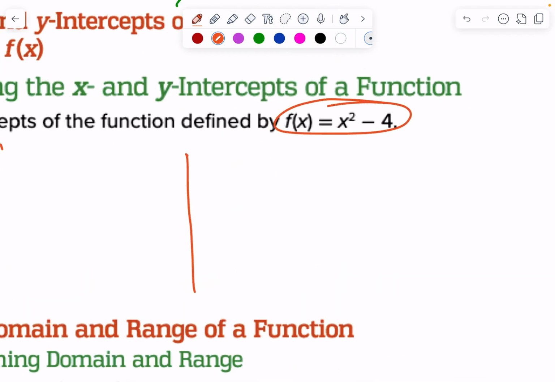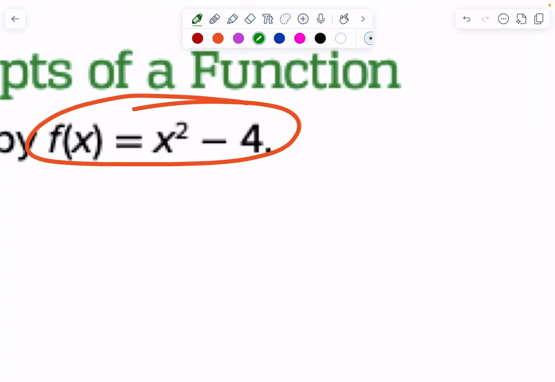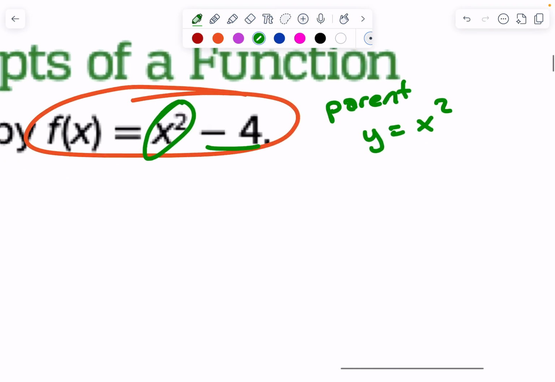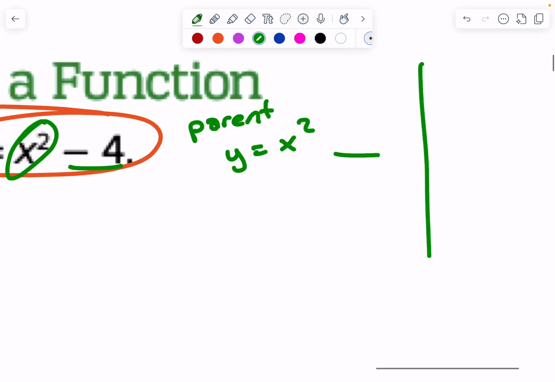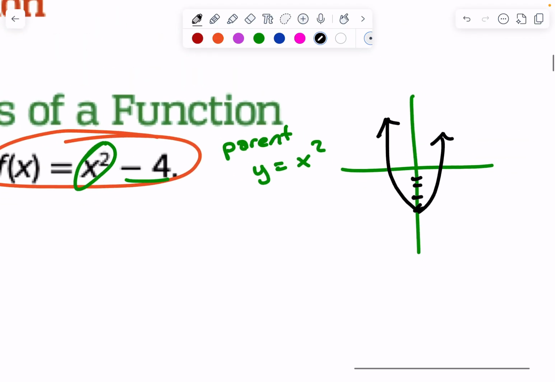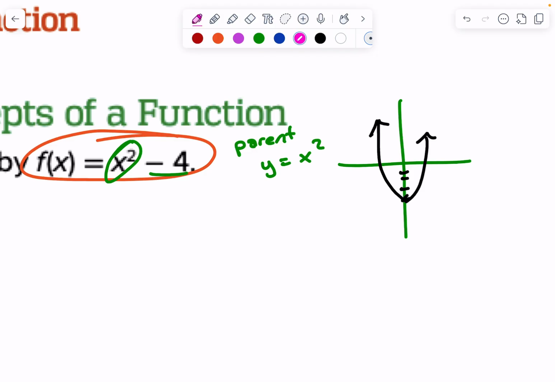Now, most of you, hopefully, know that this function's parent function is y equals x squared, right? If I strip everything else away, y equals x squared is the highest power, and that is a parabola. But then the -4 is going to move it down 4. So this is going to be a parabola down 4, and it's going to look like this, right? So when we're finding x-intercepts and y-intercepts, we can maybe see what the y-intercept is, but then we know that it's going to have 2 x-intercepts, right?